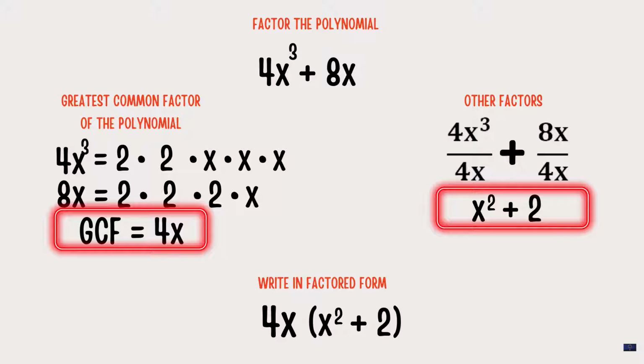For the last step, we will write it in factored form. How? We just write it as the product of the greatest common factor, which is 4x, and the other factor, which is x squared plus 2. Thus, the factored form of 4x cubed plus 8x is equal to 4x times the quantity x squared plus 2.